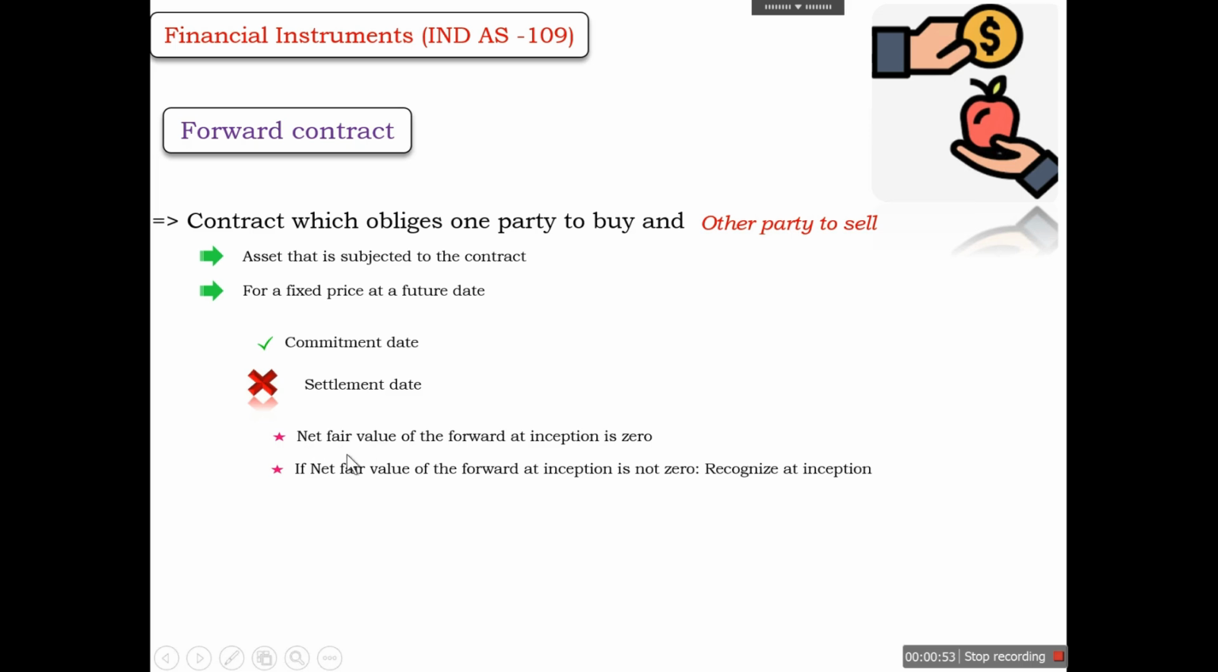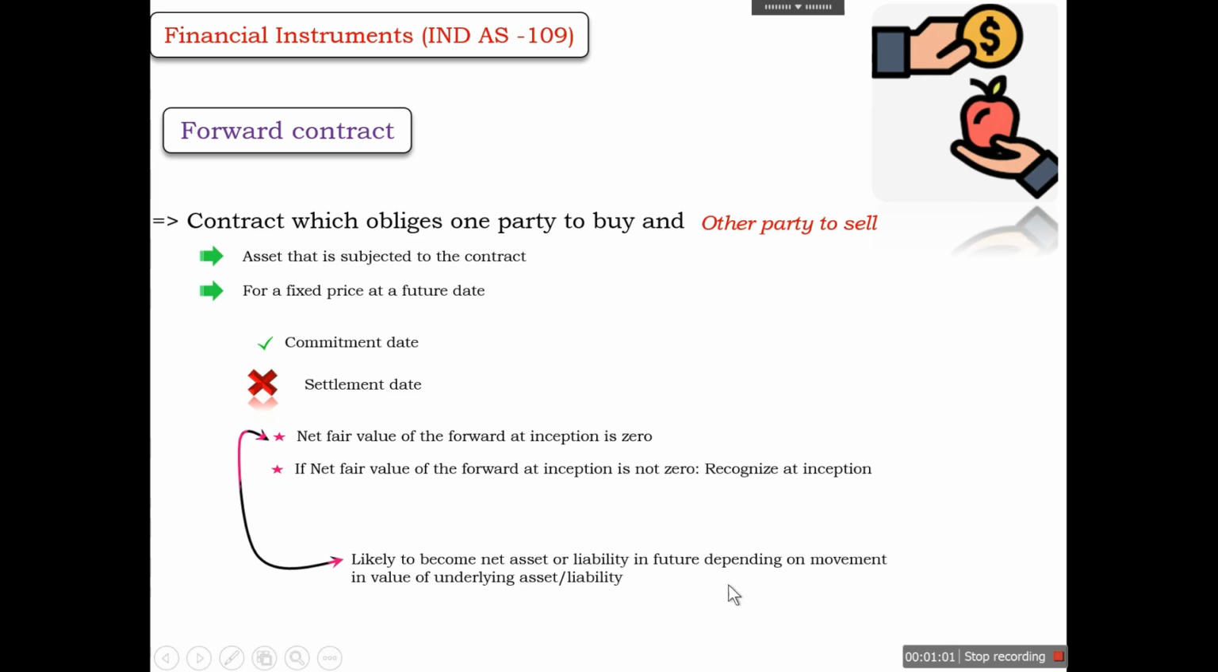For cases where the net fair value of the forward contract at inception is zero, there are chances that it becomes a net asset or liability in future, depending upon the movement in the value of the underlying assets and liabilities. So when the net fair value of the forward contract changes from zero to positive or negative based on the movement, we need to recognize the forward contract.